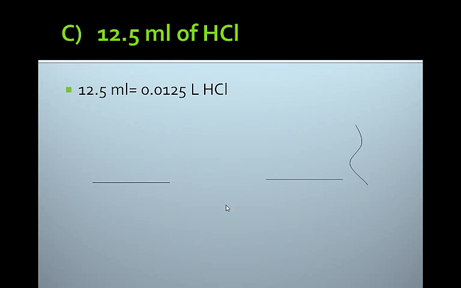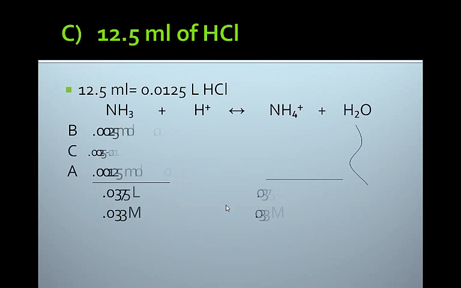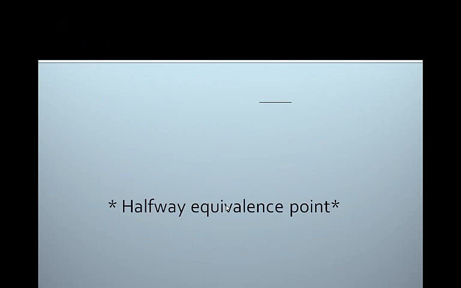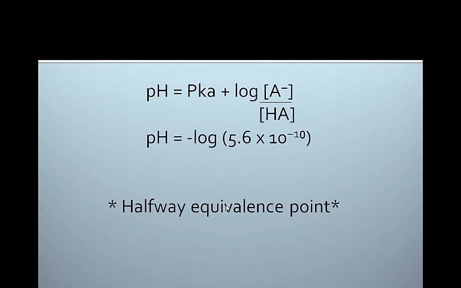For part C, we're going to add 12.5 milliliters of HCl, which is the same as 0.0125 liters of HCl. So we are going to do BCA with these values. After we subtract the minimum amount of moles, we obtain that the concentration of ammonia and ammonium is going to be the same, and it's going to be 0.033 molar. So we are going to plug this into our Henderson-Hasselbalch equation. So it's going to be negative log of the Ka, which is 5.6 times 10 to the negative 10, plus the log of the base over the acid.